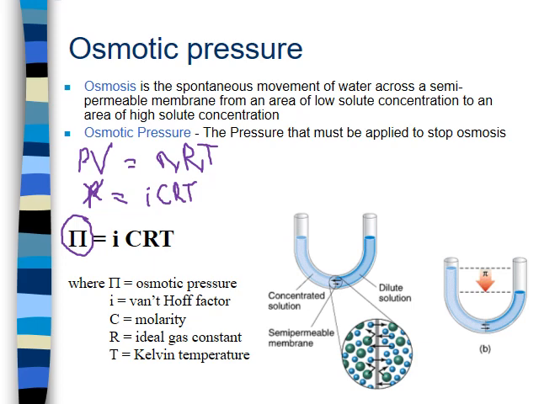So pi, osmotic pressure, is equal to i, the van't Hoff factor, times your molarity, the concentration, times R times T. Now notice this C is molarity. It's not molality that we were using earlier. Just like the ideal gas law, we have the same restrictions. Temperature has to be in Kelvin. The value for R will be determined by the units of your osmotic pressure. If you want to use 0.0821 for R, then the pressure would be in atmospheres. If you use 8.314 for R, the pressure would be in kilopascals.